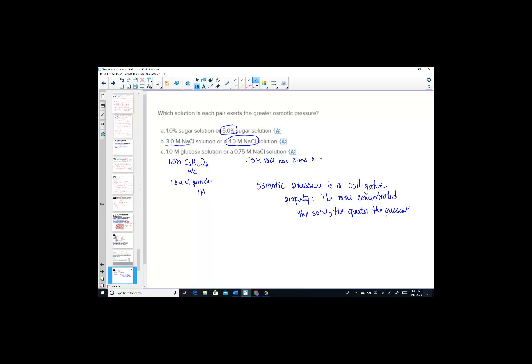0.75 with its 2 particles. Well, what's 0.75 doubled? That's 1.5. And therefore that is the more concentrated solution. So 1.5 molar sodium chloride would have a greater osmotic pressure because you have 2 particles that come out. How'd you do?